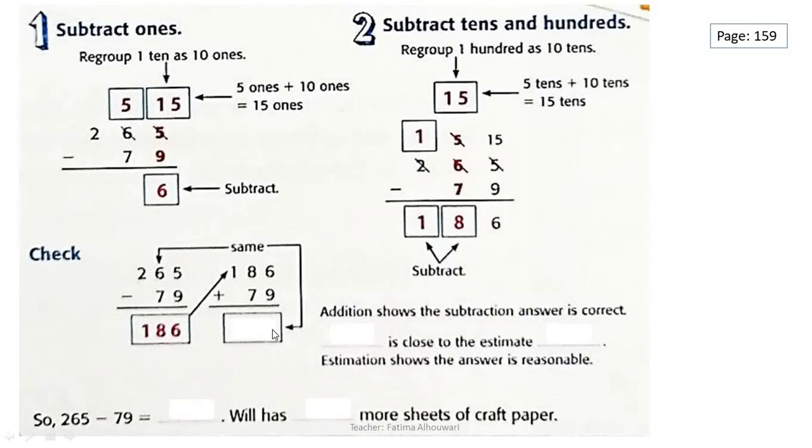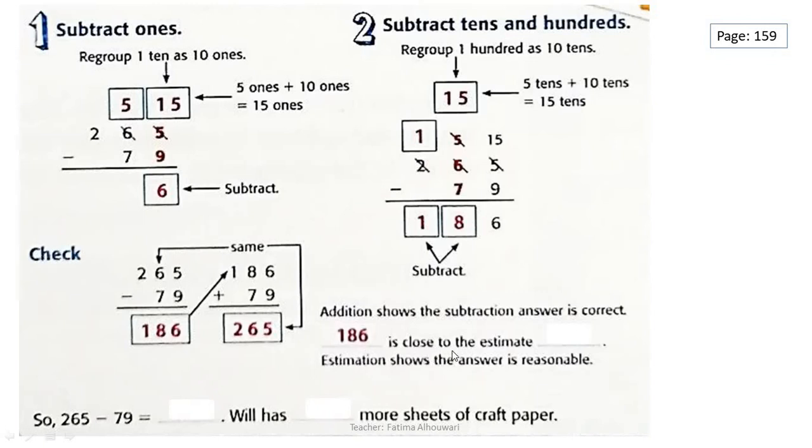6 plus 9 equals 15 and 8 plus 7 plus 1 equals 16 and 1 plus 1 equals 2. So we get 265. We get the same number. So our answer is correct. Addition shows the subtraction answer is correct.